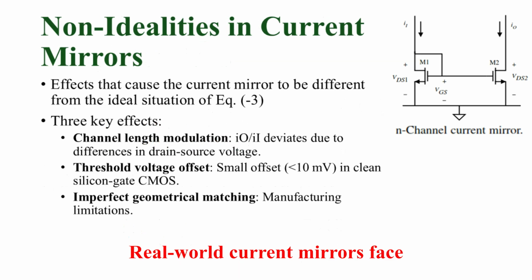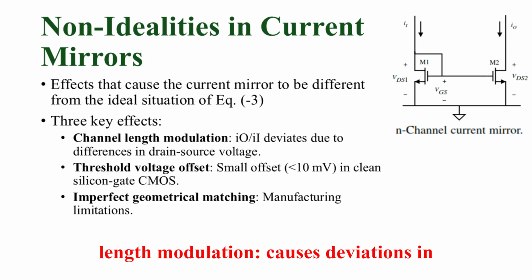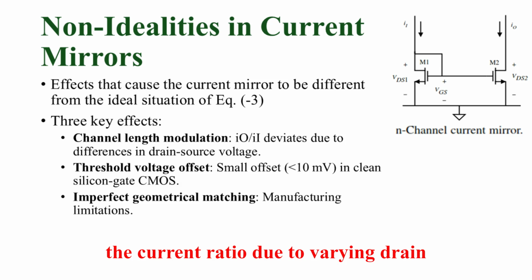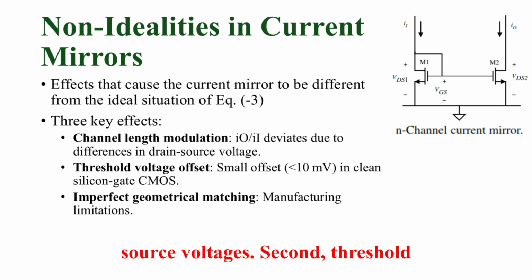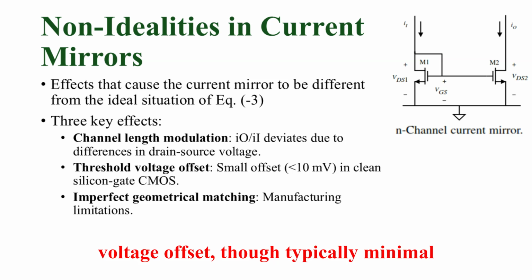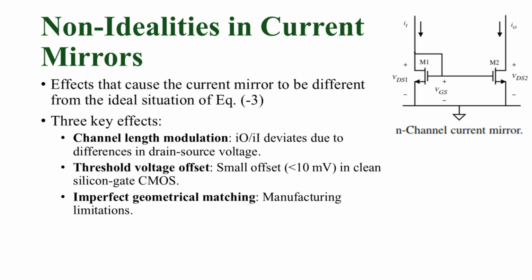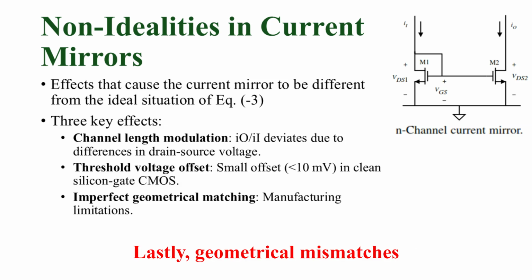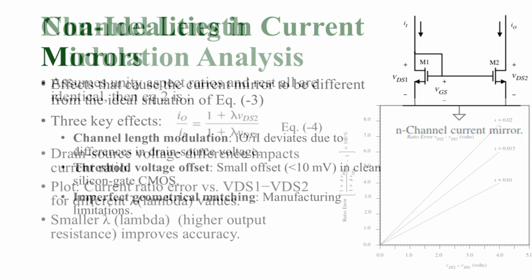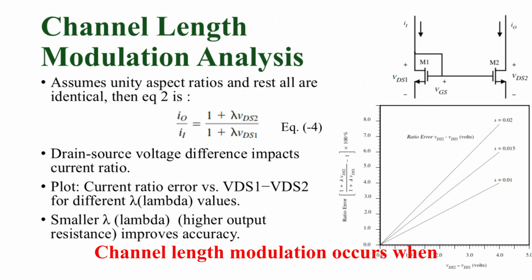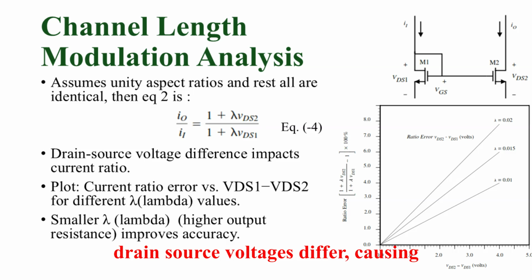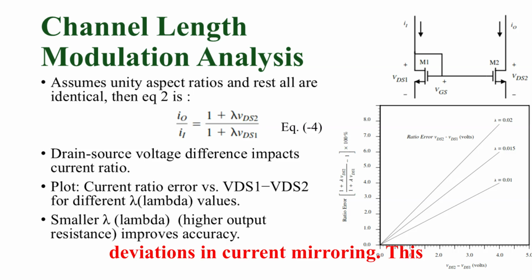Real-world current mirrors face non-idealities. First, channel length modulation causes deviations in the current ratio due to varying drain source voltages. Second, threshold voltage offset, though typically minimal in modern processes, can lead to errors. Lastly, geometrical mismatches during manufacturing can also impact performance. Channel length modulation occurs when drain source voltages differ, causing deviations in current mirroring.